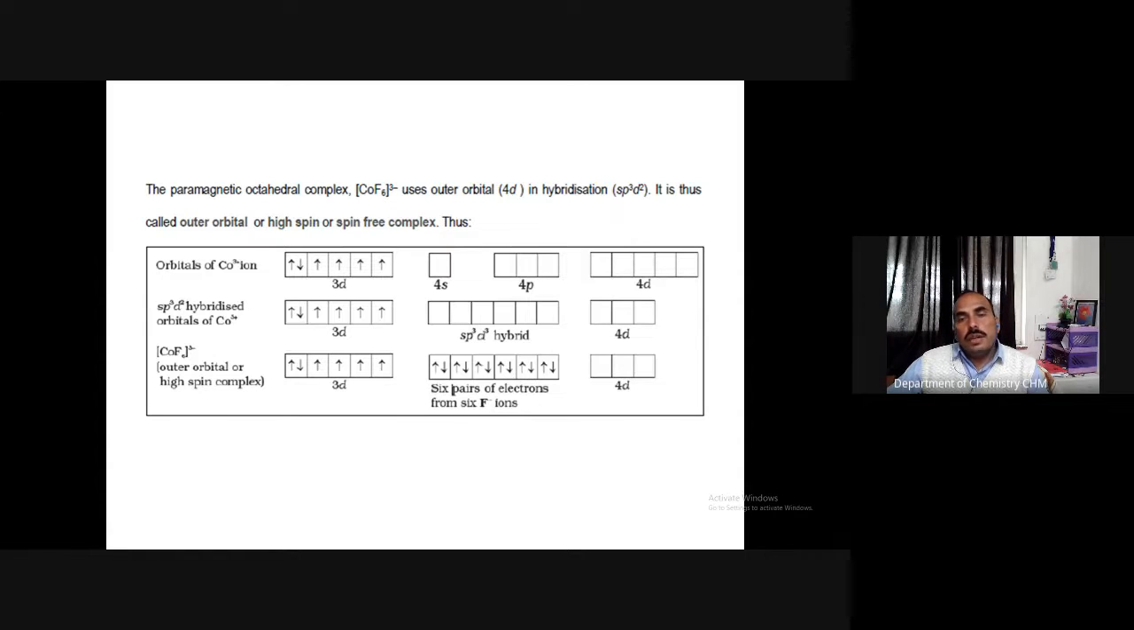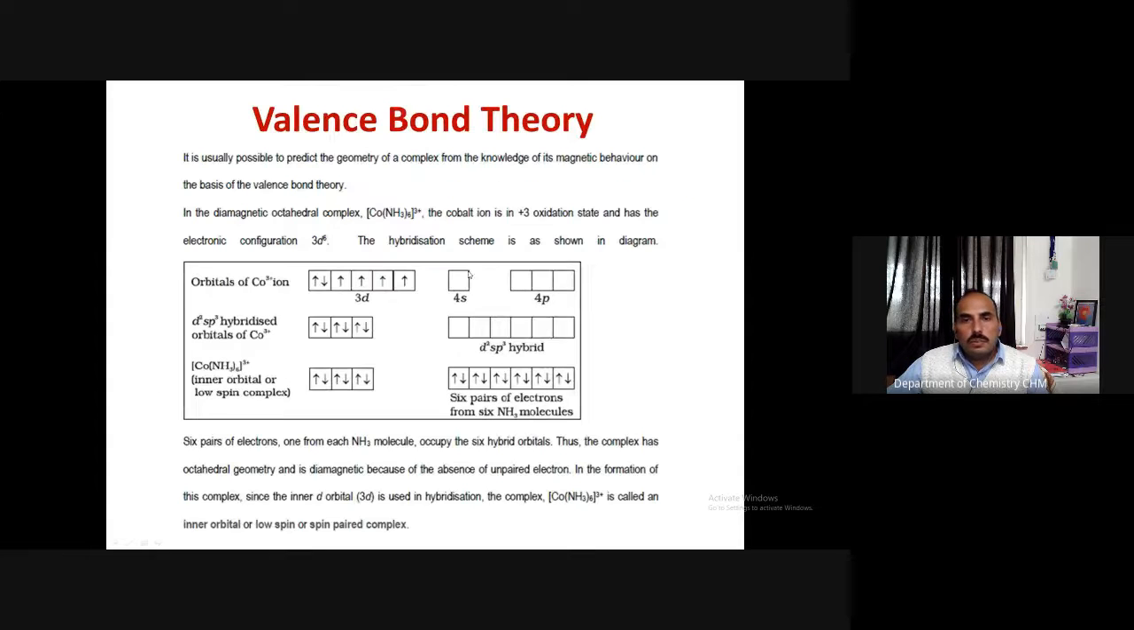Okay, otherwise, we will end up giving a couple of models, and you can say whichever matches the magnetic property is the right model. So this is also called a spin-free complex because the spin is not paired here, or high spin complex, or also called an outer orbital complex because outer orbitals are used. While in the previous case, this is called an inner orbital complex because two of the inner 3d orbitals were utilized in the hybridization. Inner orbital complex or low spin complex, right?